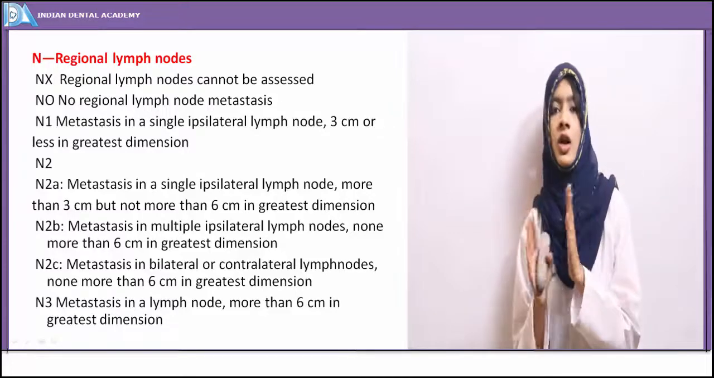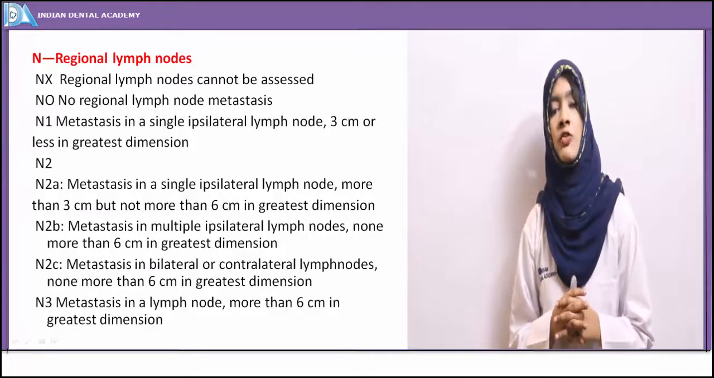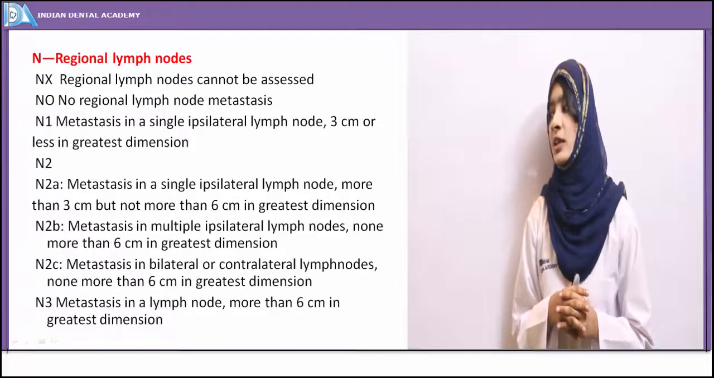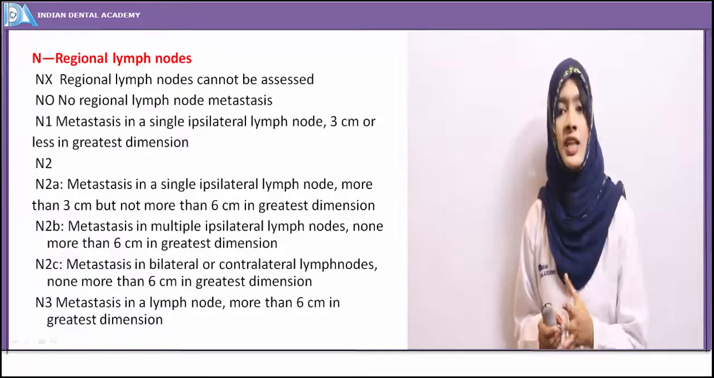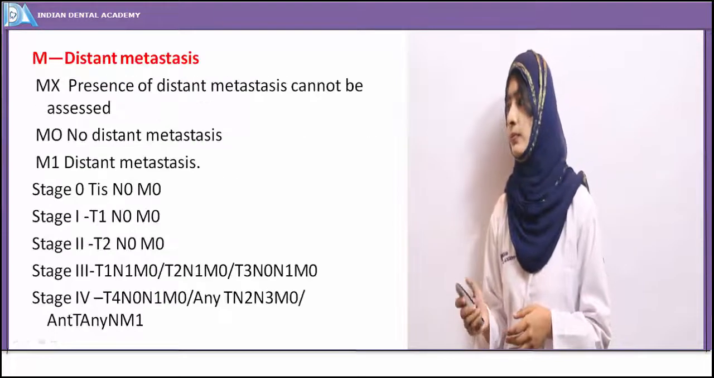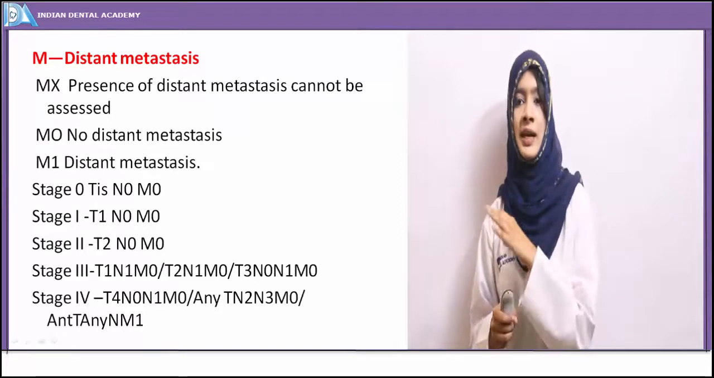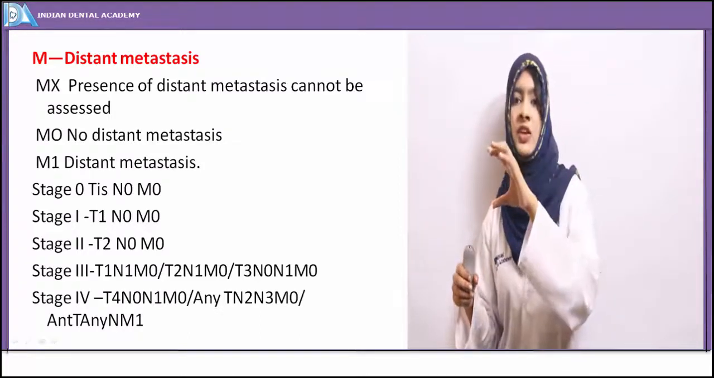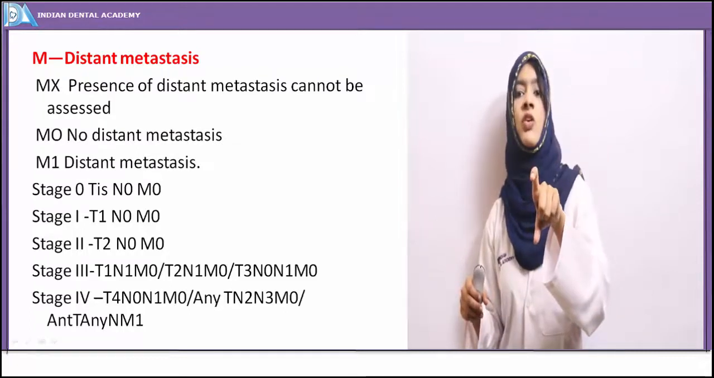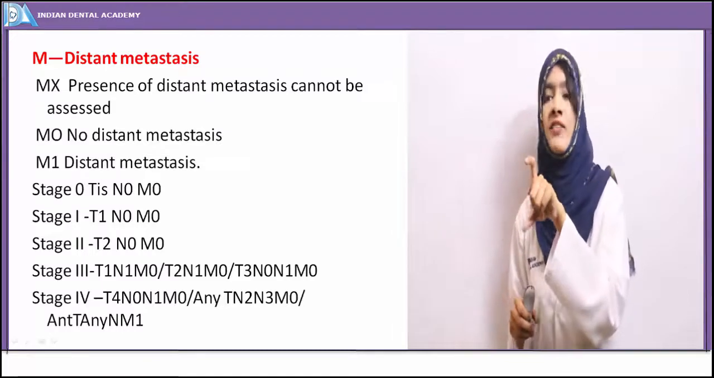Okay, it is not ipsilateral, it's bilateral, and the lymph node involvement is more than 6 cm in greatest dimension. The term N3 is given when the metastasis in a lymph node is more than 6 cm and involves multiple areas. The term M denotes distant metastasis. So in the TNM classification, T denotes the presence or absence of tumor, N denotes whether the regional lymph nodes are involved or not, and M denotes the metastasis, at what level it is present.